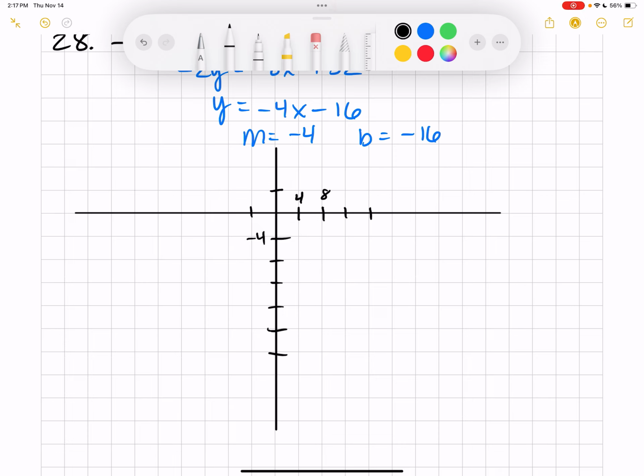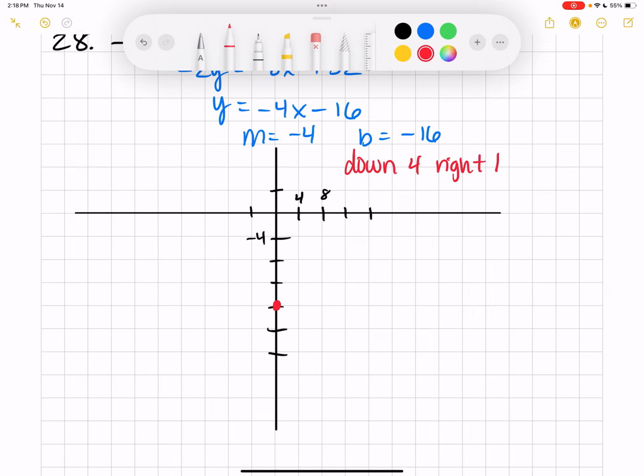So I have an intercept of negative 16. So 4, 8, 12, 16, so that's down here. Now, this is where I have to be a little bit strategic. What does that slope tell me that I'm doing? Going down 4 and right. Going down 4. Yep. And then going right once. Down 4, right 1.